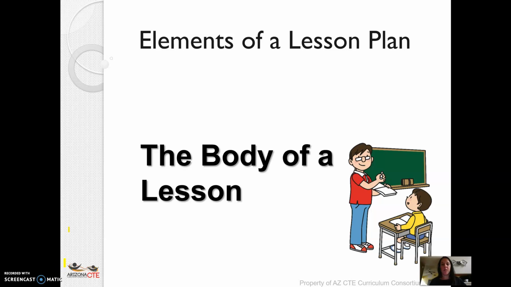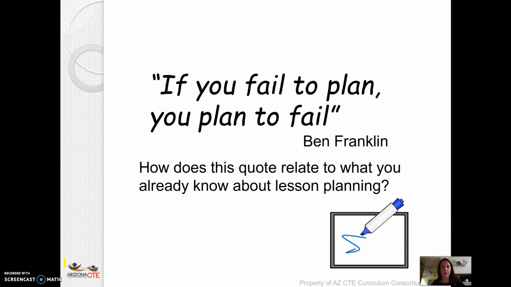Alright guys, we're going to continue on with a review of a lesson plan. We're going to talk about the most important part of the lesson plan, and I think the part where we were lacking the most is this body, the big part of the lesson plan, or your procedure. So take a minute and on your Edpuzzle, react to this quote: if you fail to plan, you plan to fail.